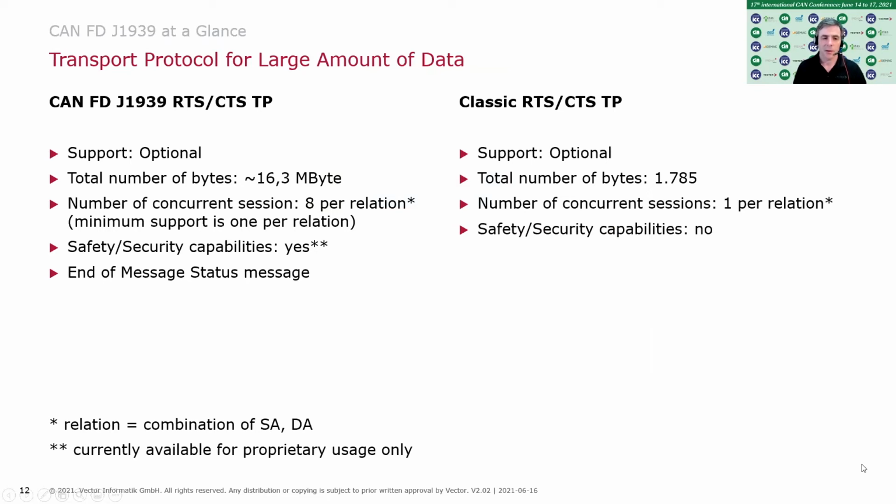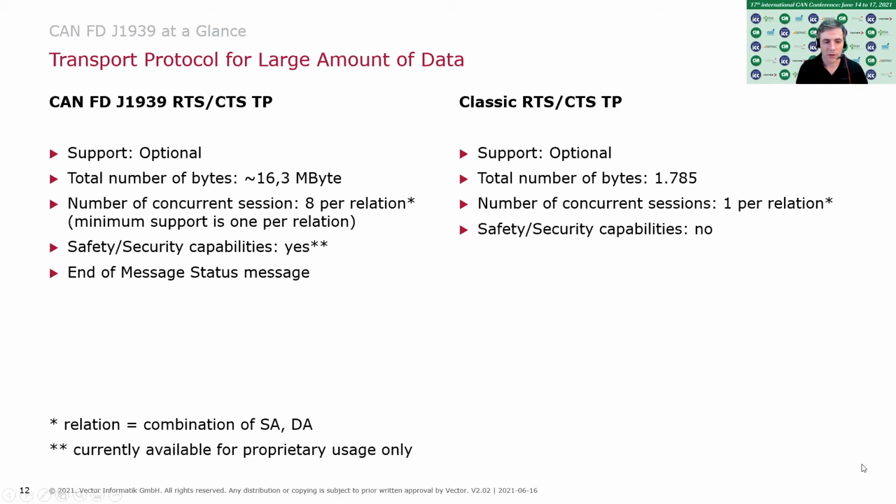As you can see, we have also increased the overall amount of data you can transmit. This goes up to 16 megabytes. And also concurrent sessions are available. So a node can now perform up to 8 sessions in parallel, which gives you freedom to do more, and you do not have to take so much care about a blocked transmission or a blocked transport protocol session. And there's also the end of message status as at the BAM.